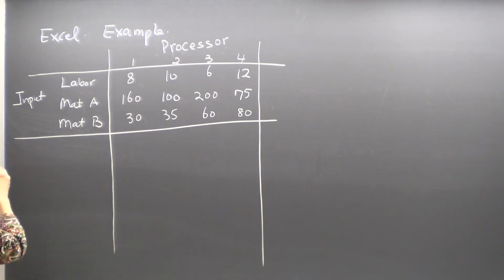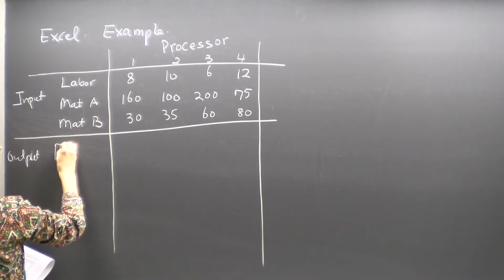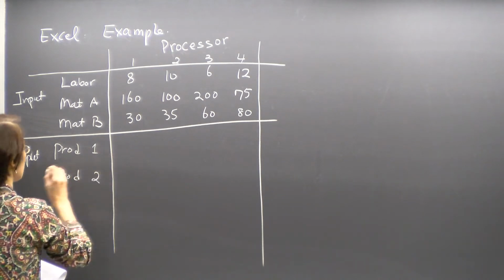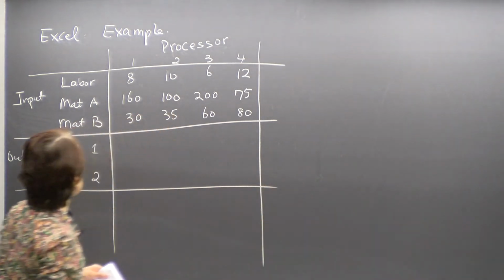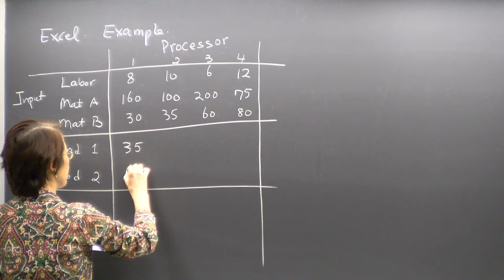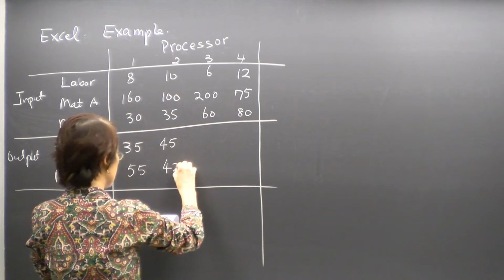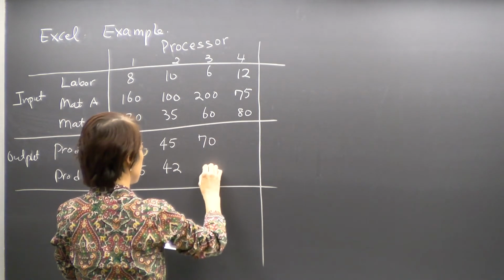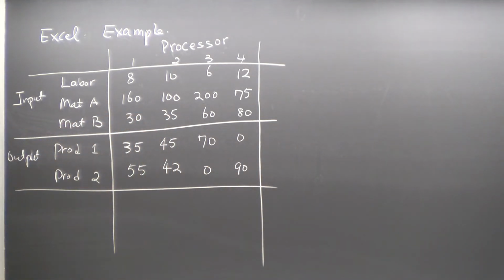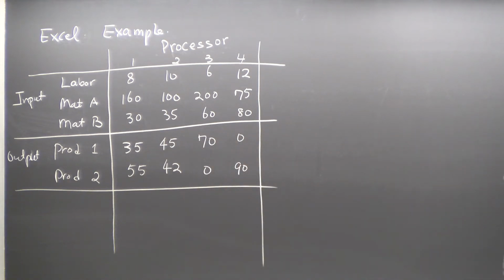And then as output, it will make 2 products, certain amounts: product 1 here and product 2 here. I'm going to set everything up in the table. So for processor number 1, it will produce 35 and 55, then 45, 42, 70, 0, 0, 90. This is the core part of the information. And then you have other things.